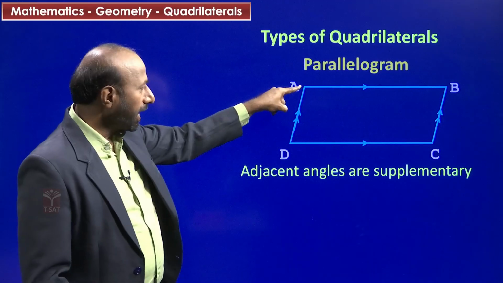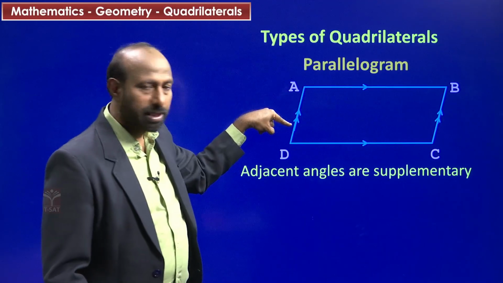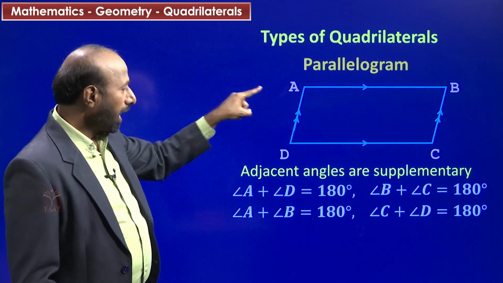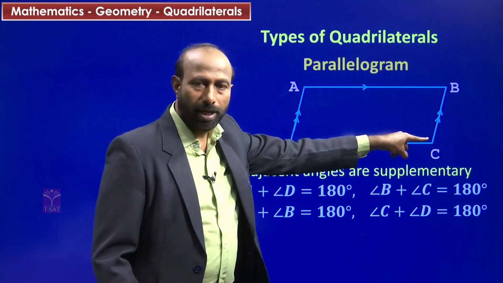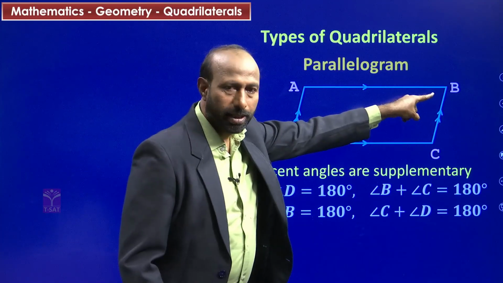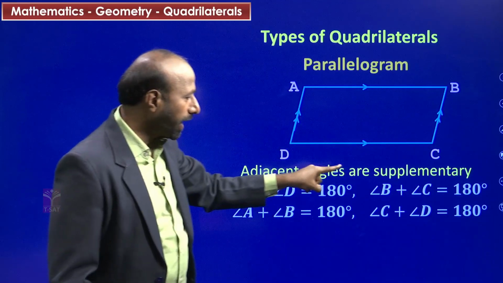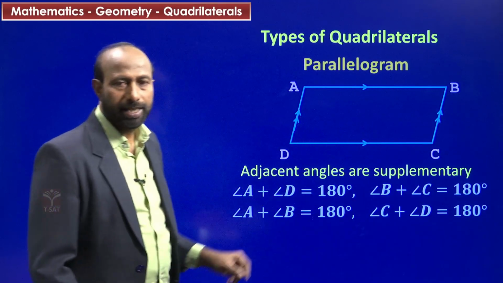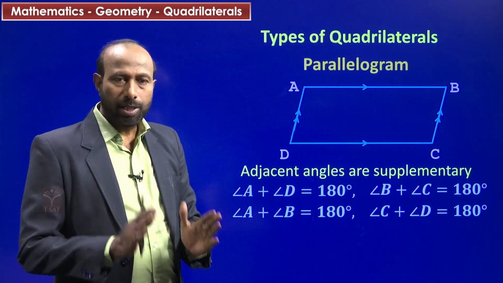That is, if we take angle A plus angle D, the sum of the two angles is 180, as well as angle B plus angle C is also equal to 180. Angle A plus angle B is also equal to 180, and angle C plus angle D is also 180 degrees. In this way, adjacent angles are supplementary.